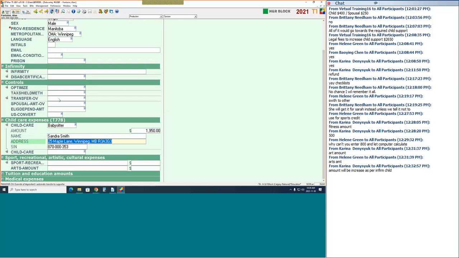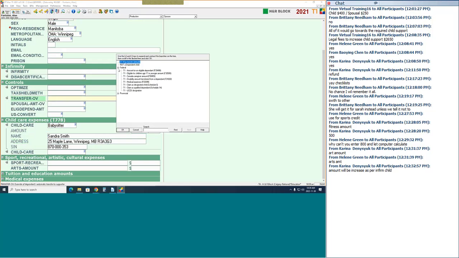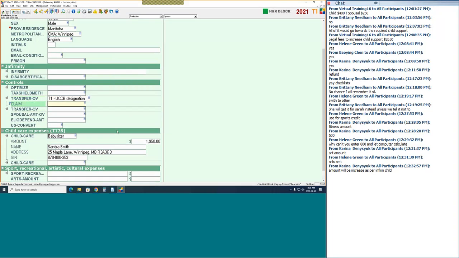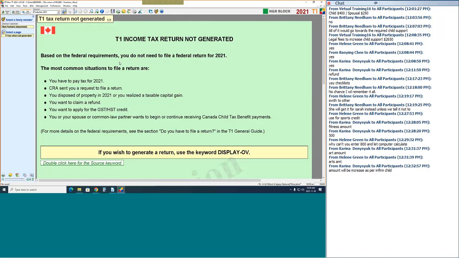So I'm going to go into Transfer OV, and I'm going to go into Federal, and you're going to find at the bottom UCCB designation. When I go in there, it's going to say include all of the amounts in the income of the dependent. It has to be done in the dependents file because you might have received UCCB for more than one dependent. So you have to identify which dependent is receiving which money. So all UCCB amounts are going to go to one dependent. If we did that, and I go to the tax return, you're going to notice Alan still doesn't have a tax return generated. There's no reason to file one for Alan.